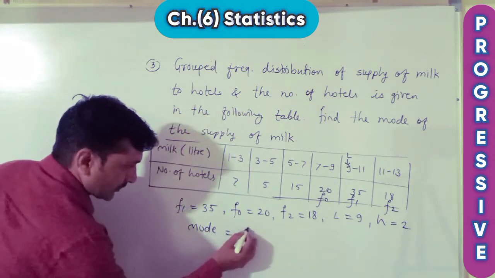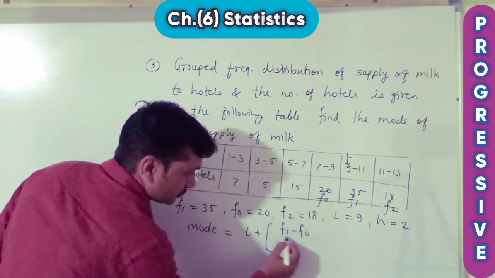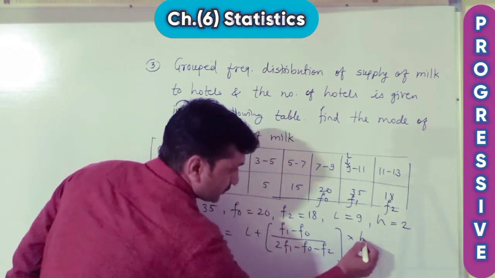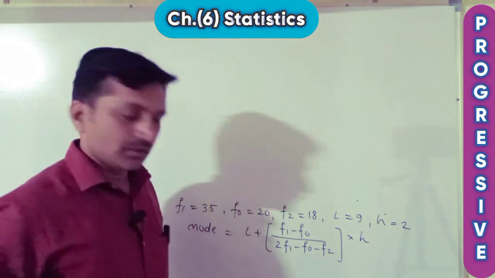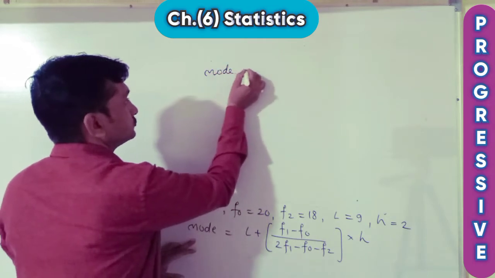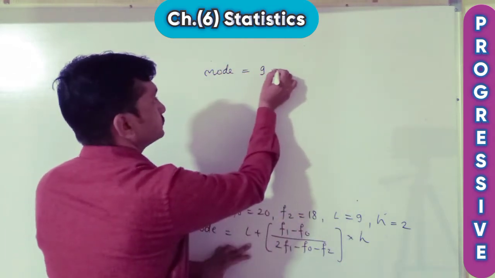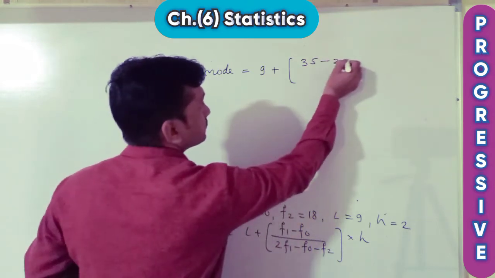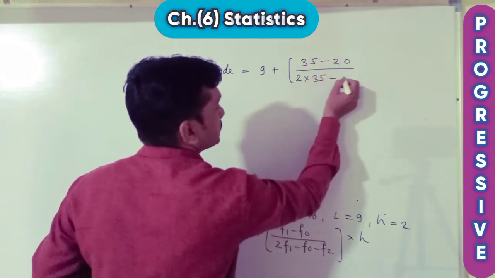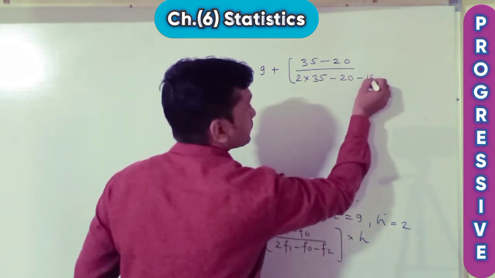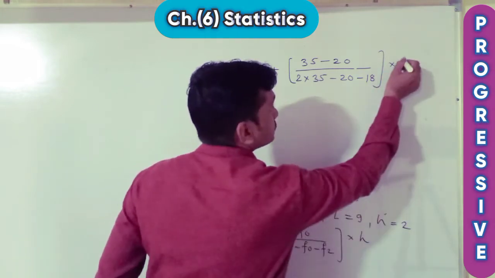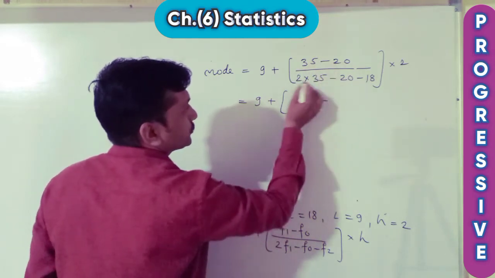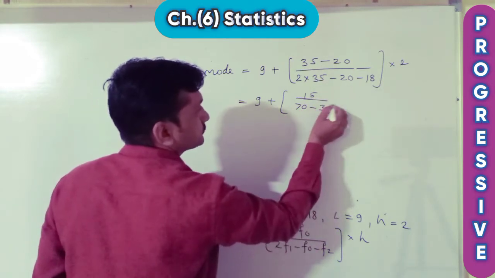Mode is equal to L plus in bracket F1 minus F0 upon 2F1 minus F0 minus F2 bracket close into H. Now put all values in this formula. Mode is equal to L, L is 9, plus in bracket F1 35 minus F0 20 upon 2 multiplied by 35 minus 20 minus F2 18 bracket close multiplied by the difference of 2, is equal to 9 plus in bracket 35 minus 20, 15, upon 70 minus 38 bracket close into 2.